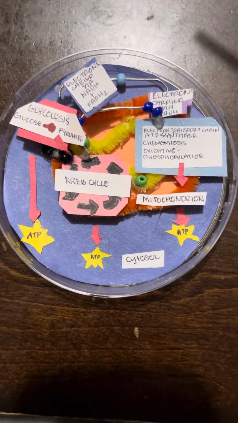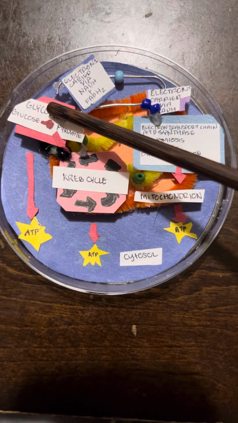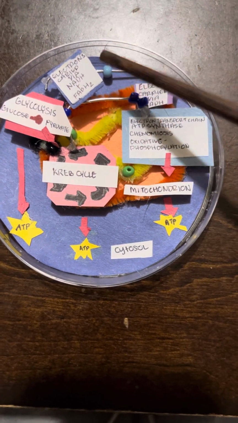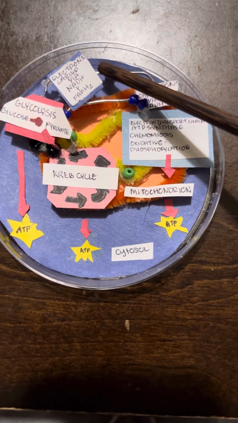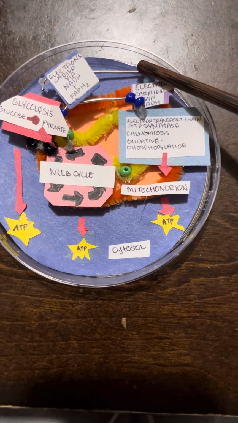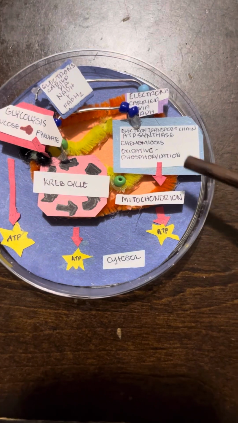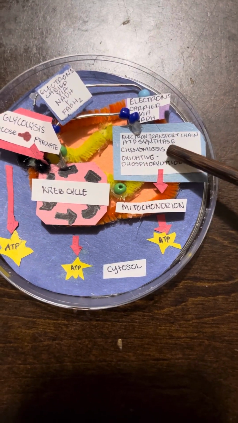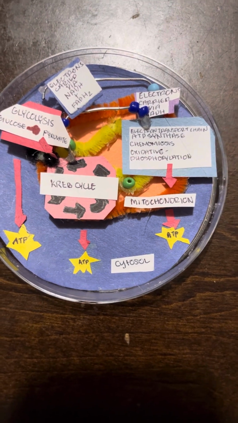phosphorylation. Remember the NADH produced in glycolysis? The electrons are also transported from that stage into the next stage of oxidative phosphorylation, which has the electron transport chain, ATP synthase, and chemiosmosis.